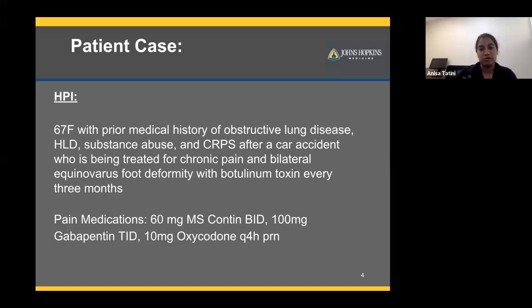The pain medication she's on is 60 milligrams of MS Contin BID, 100 milligrams of gabapentin TID, and 10 milligrams of oxycodone every 4 hours as needed. So I realize that not everyone in our group is a physician or someone very familiar with Botox and equinovarus foot deformity. So we're gonna break that down.